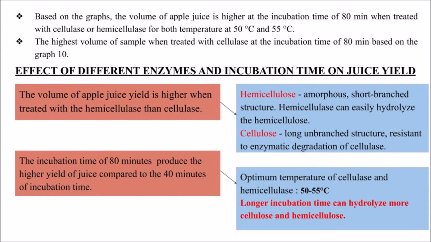Next, the incubation time of 80 minutes produced a higher yield of juice compared to the 40 minutes of incubation time. This is because a longer incubation time can hydrolyze more cellulose and hemicellulose.